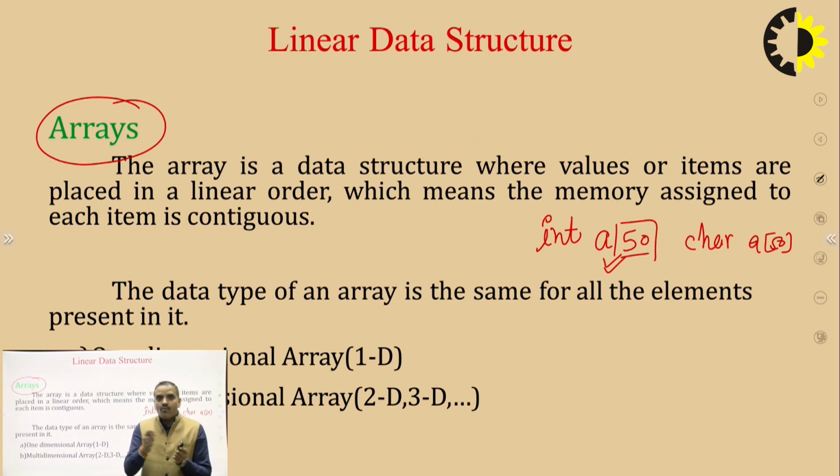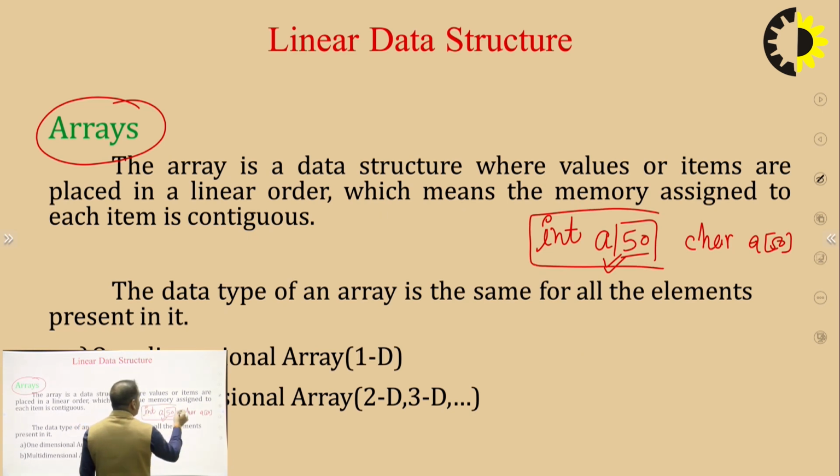That is, one by one. The first element is stored in the first position, the second one in the second, the third one in the third place. Such a type of memory is called contiguous memory allocation. The data type of an array is the same for all the elements present in it. This is the basic concept which is discussed.